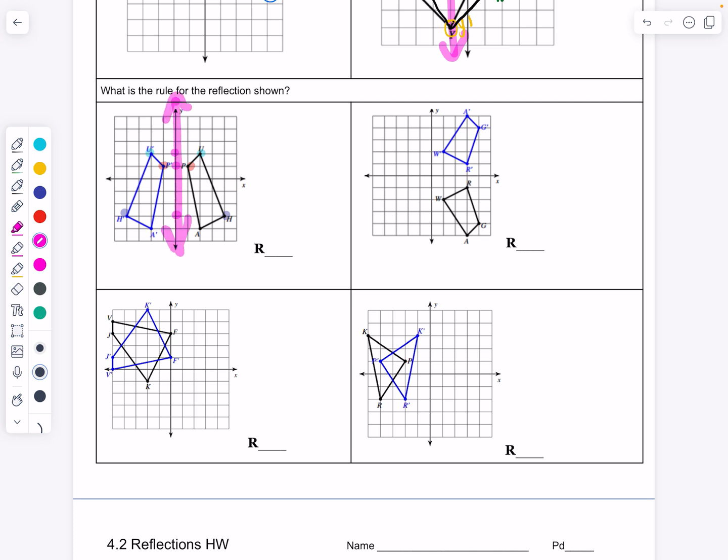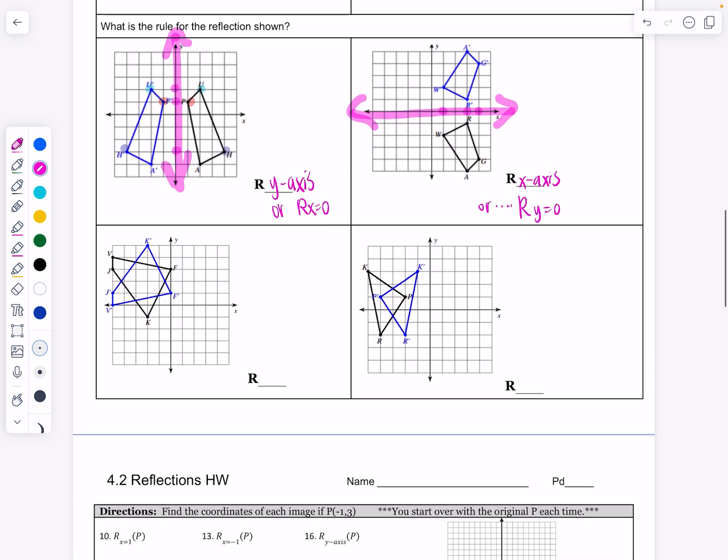So what is this line? This is the line. This is our y-axis. Another way you can write that is a reflection across the line x equals 0. Okay? Same thing here, between R and R prime is here, between G and G prime, between W and W prime. What is this line? This is our x-axis. This is a reflection across the x-axis. What's another way to say that? It's a reflection across the line y equals 0. Those mean the same thing.